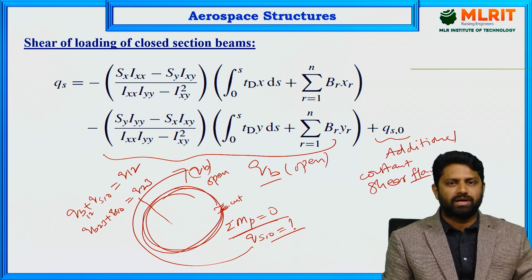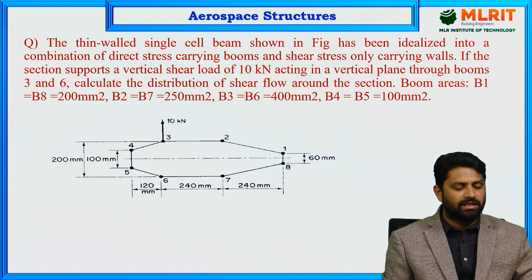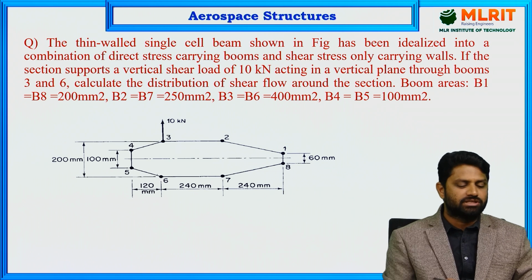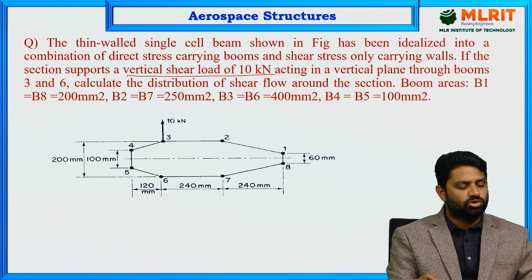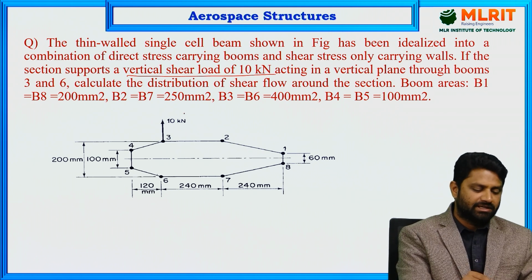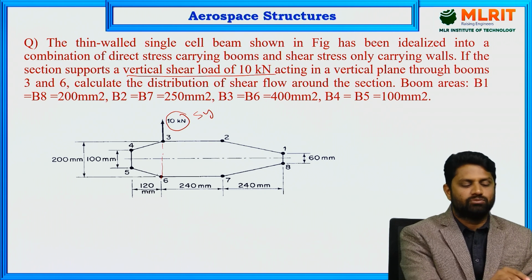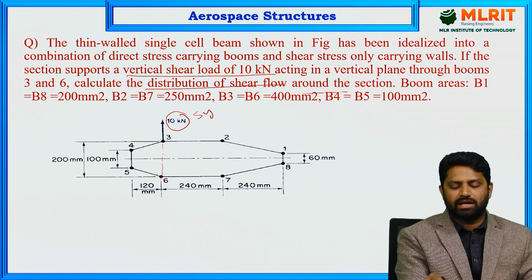Let's see this by considering one problem. Consider a thin walled single cell beam, shown in the figure, that has been idealized into a combination of direct stress carrying booms and shear stress only carrying walls. The section supports a vertical shear load of 10 kN acting in a vertical plane through booms 3 and 6. So the 10 kN vertical load SY acts through the line of action of booms 3 and 6, and we are asked to calculate the distribution of shear flow around the section.